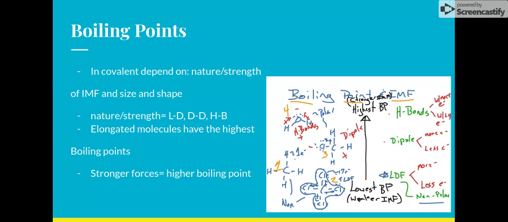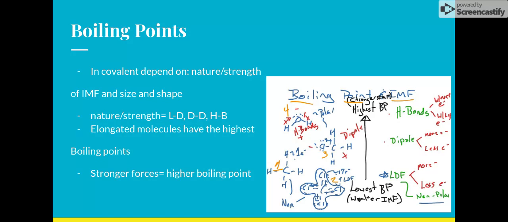Lastly, intermolecular forces can determine the boiling points. In covalent substances, the boiling point depends on the nature or strength of the intermolecular force and its size or shape. By nature and strength, it means one of the three intermolecular forces, which are London dispersion, dipole-dipole, and hydrogen bonding. The size and shape means that the elongated molecules have the highest boiling points. So in general, stronger forces have higher boiling points.